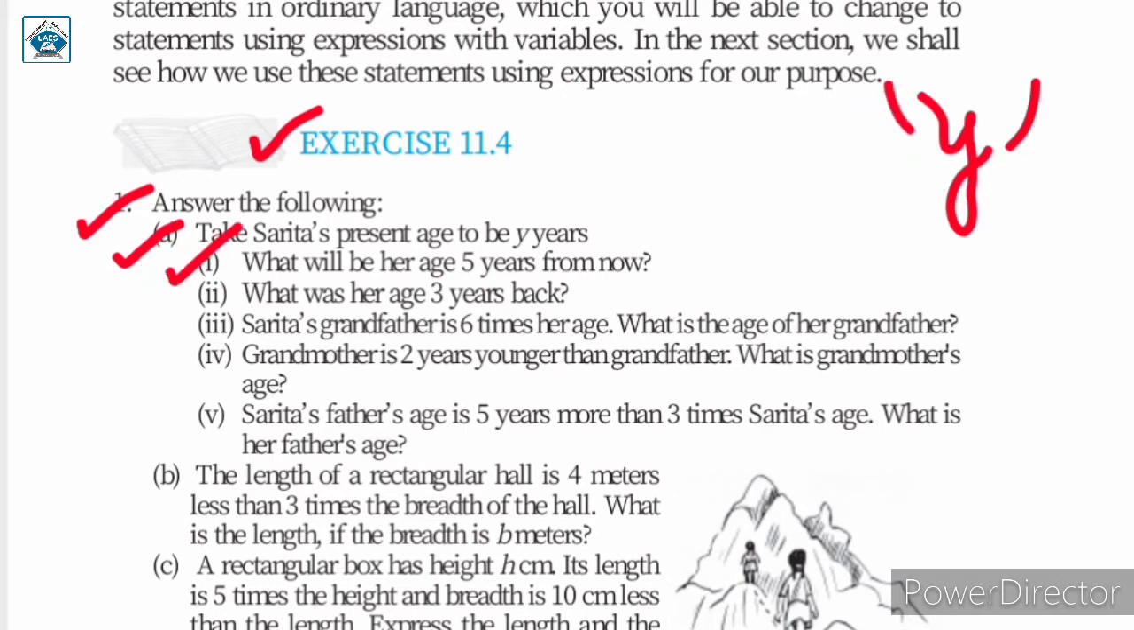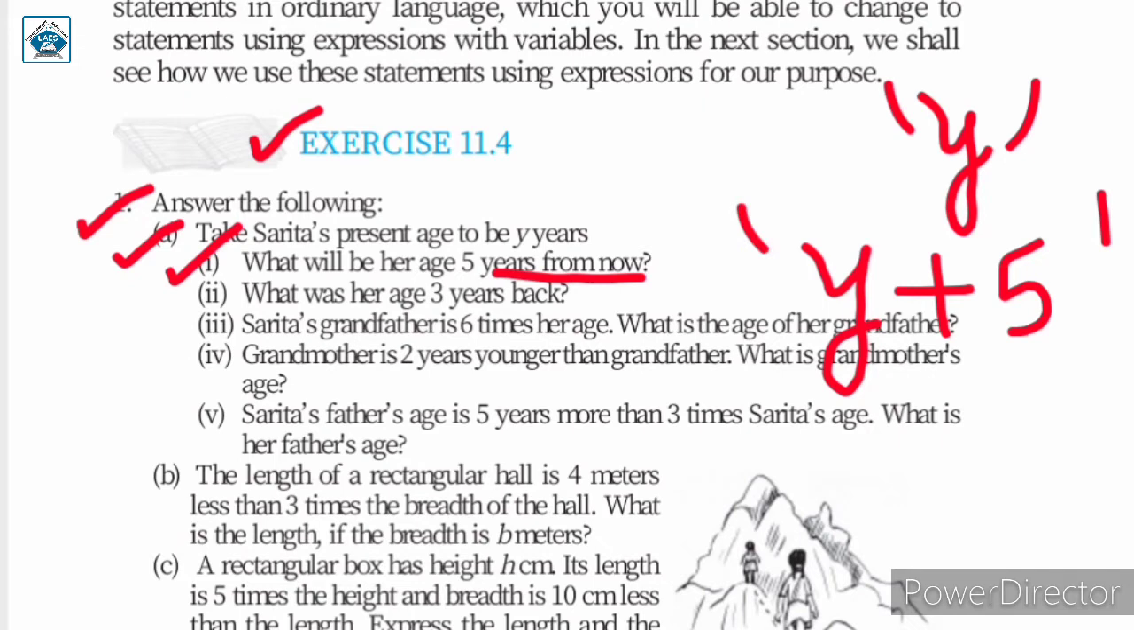Firstly, we are asked what will be her age 5 years from now. Just like we discussed, from now means 5 years later, after 5 years. So it is very clear that the age will be Y plus 5 years. That is, Sarita's age will be Y plus 5 years, 5 years from now.